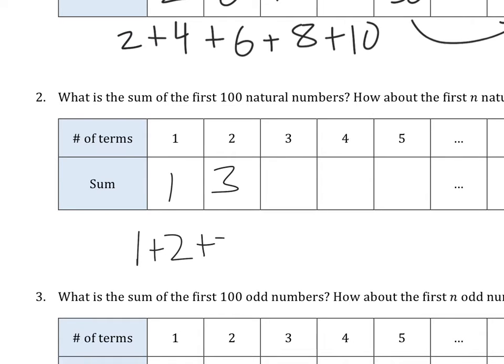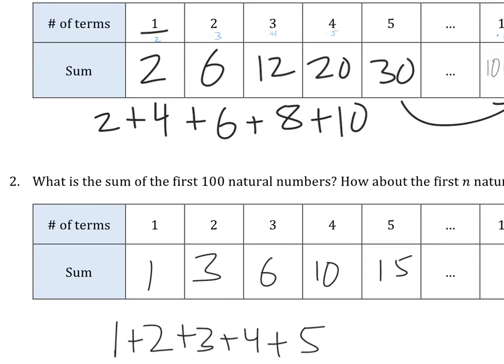If we add up 1 plus 2 plus 3, that's going to give us 6. 1 plus 2 plus 3 plus 4 is going to give us 10. 1 plus 2 plus 3 plus 4 plus 5 is going to give us 15, because it's just adding 5 more to what we had before. Okay. Well, is there a pattern there?